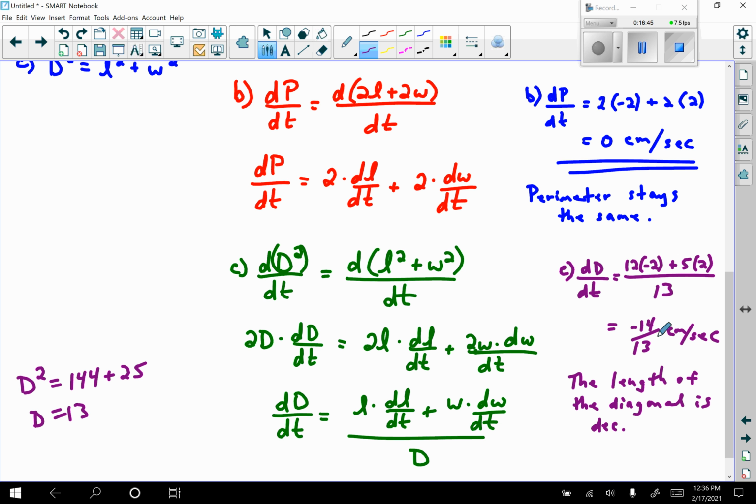Now, if we use negative, that's fine, but if we say the length of the diagonal is decreasing, if we use the word decreasing, we no longer need the negative. So we would say the length of the diagonal is decreasing at 14/13 centimeters per second, or we would just say the rate of change of the diagonal is negative 14/13 centimeters per second.